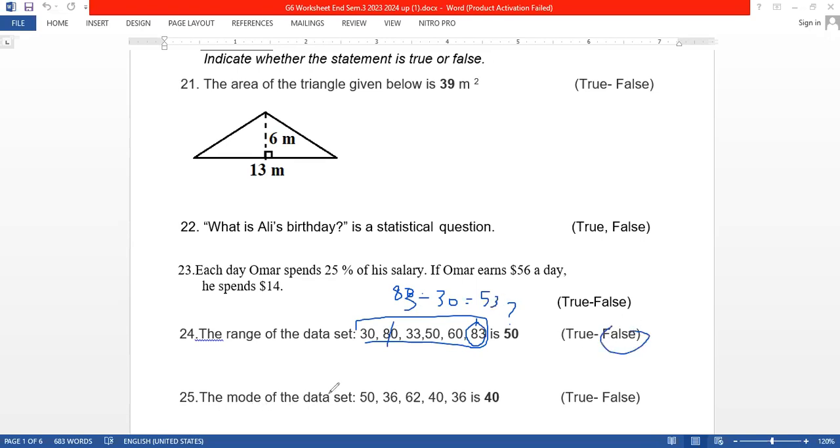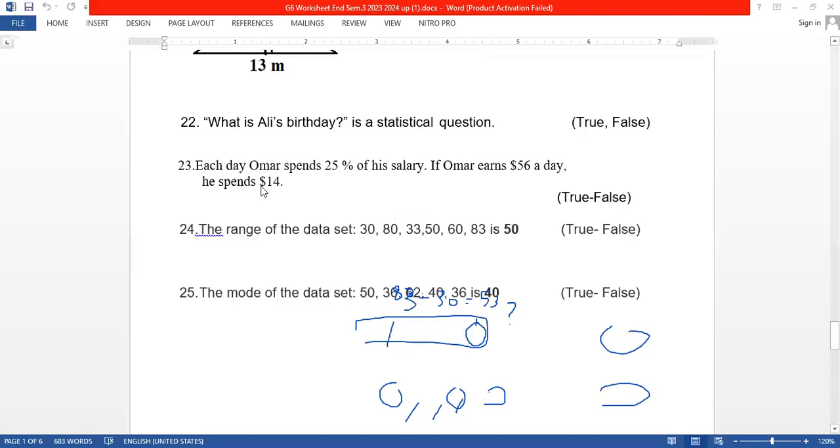Last question, the mode of the data set is 40. Let me check. 36, 40, 62. No, the repeated number is 36. 40 is not repeated. So this question is false as well. Next question.